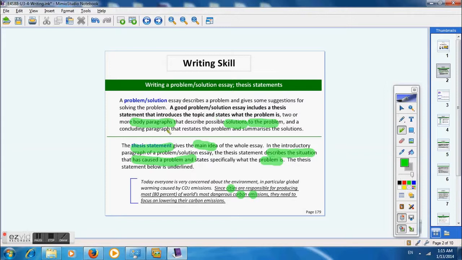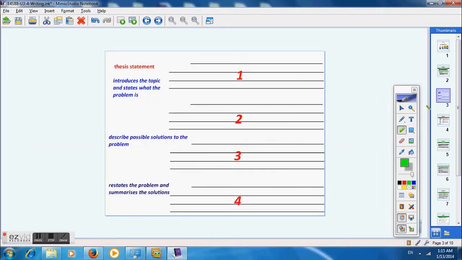The last paragraph talked about the concluding paragraph, which talks about the problem, stating the problem again, writing the problem again, of course in different words, and of course a summary of the solutions. So this is how it will look like.